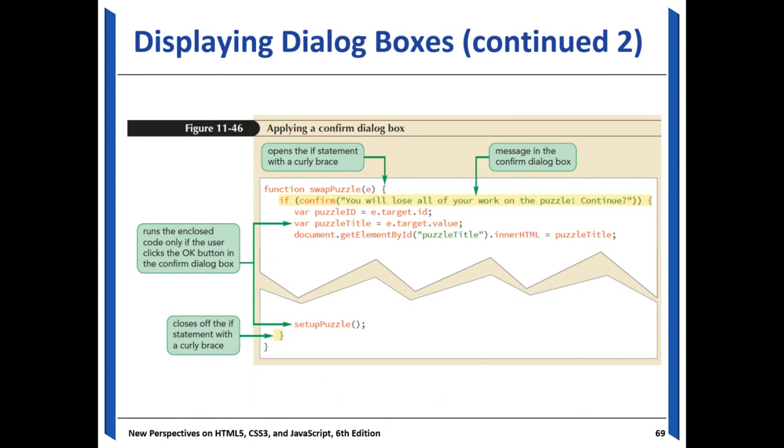So in this case, we're applying a confirm dialog box. So we have the function. We're saying we're going to ask for the confirm, and we're going to tell them that you will lose all your work on this puzzle, and then ask them to continue with a yes or no. This code is only going to be run if the user clicks OK in the confirm dialog box. If not, it's going to cancel out. Be sure to close your statements with the curly braces as well.